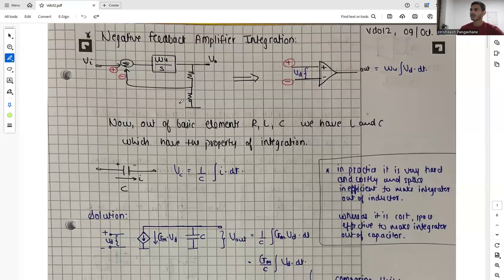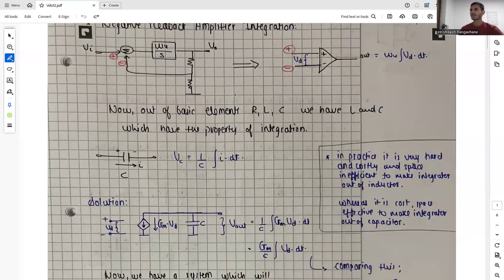So the one active element which can provide this same functionality is our op-amp, which has two terminals. We can give input at its terminals, take the difference, and it can integrate the difference and give it as output. Basically it has its unity gain bandwidth, which is omega u, and by that factor it will integrate the difference voltage between its two nodes. And this is what we want, and this is what we are going to design.